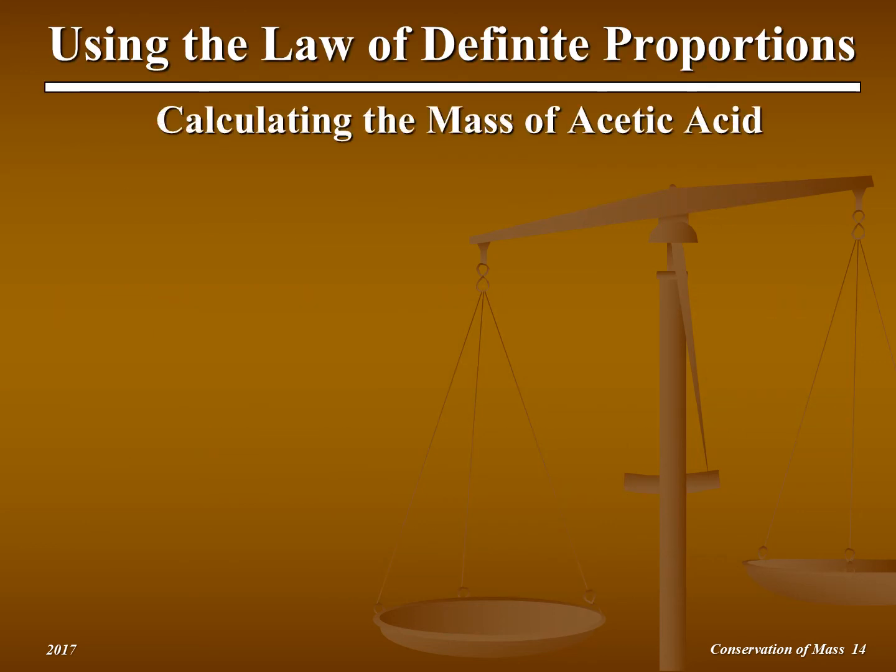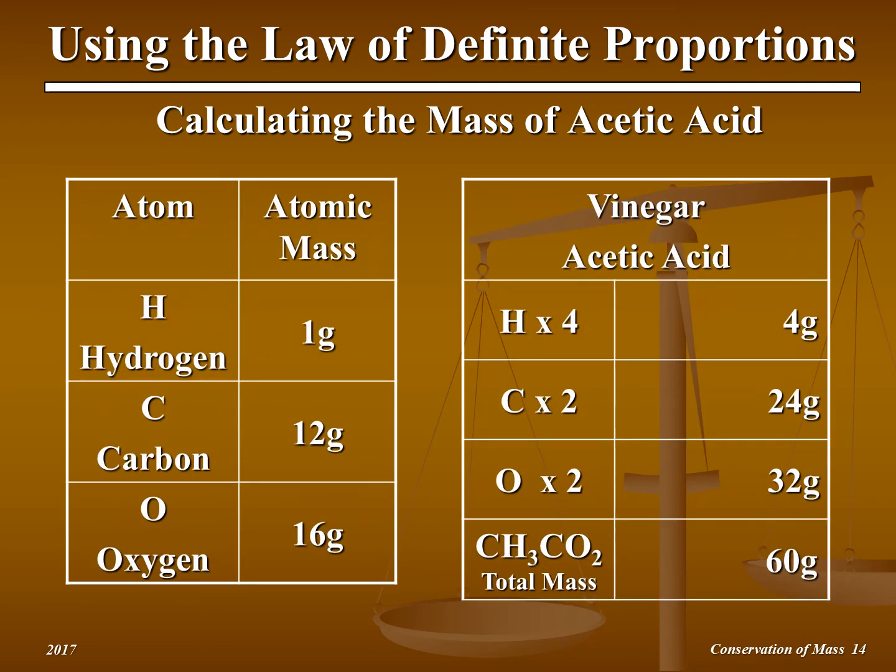Now we will use the law of definite proportions to see if the mass of carbon dioxide produced in our experiment is equal to that calculated by the balanced chemical equation. We start by calculating the mass of acetic acid. The chart on the left shows the atomic masses for the 3 elements, hydrogen, carbon, and oxygen, that make up acetic acid. These values were taken from the periodic table of the elements.